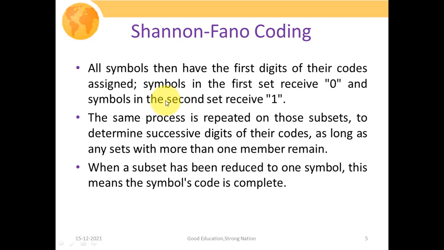So in the first set we assign 0, and the second set, which has almost the same probability as the first subset, we give 1. Then the same process is repeated on those subsets to determine successive digits of their codes, as long as any set with more than one member remains. So we have to continue this process until only the last two symbols are left. When a subset has been reduced to one symbol, this means the symbol's code is complete.